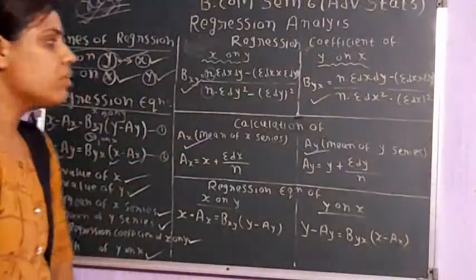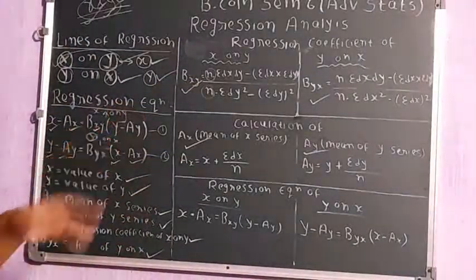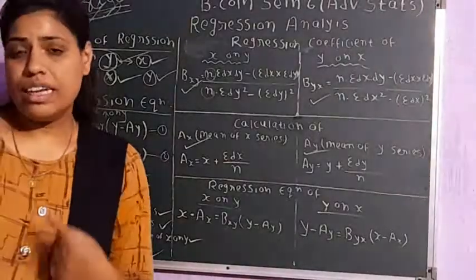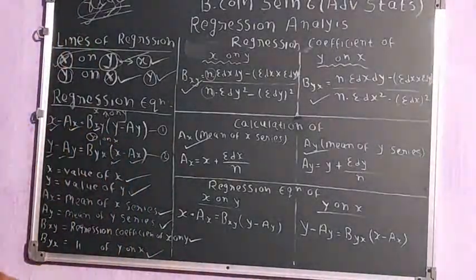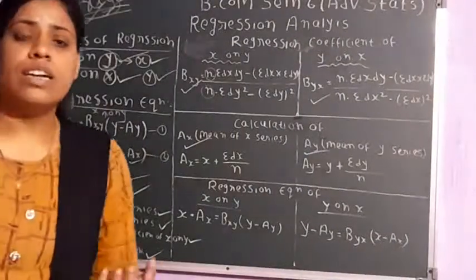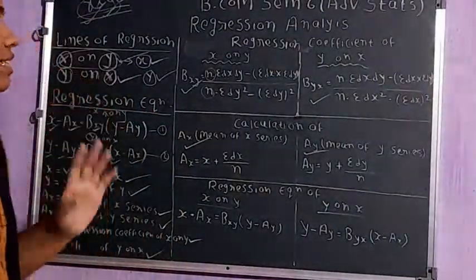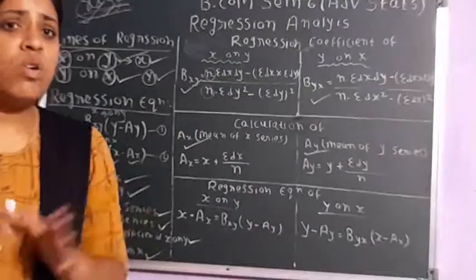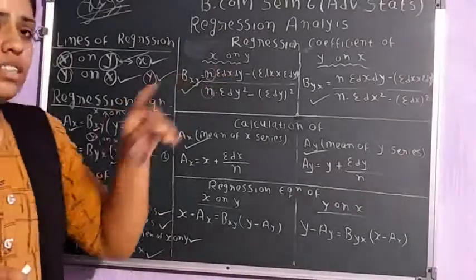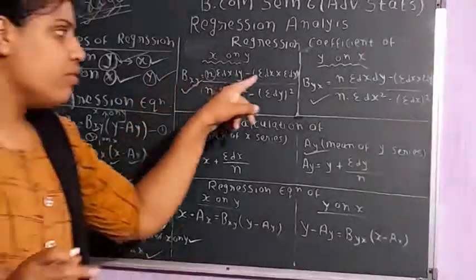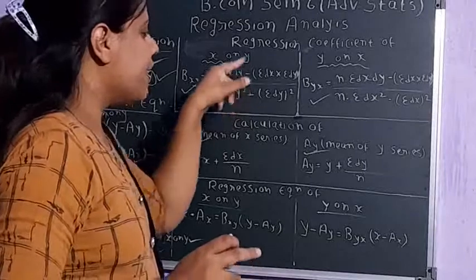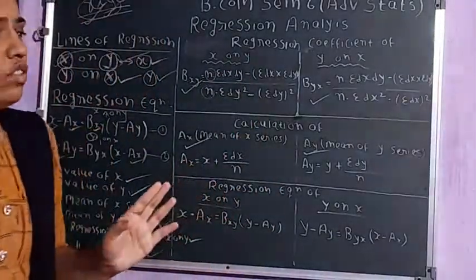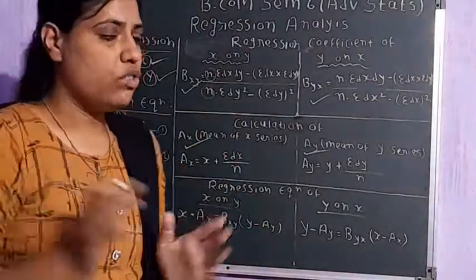What is the meaning of summation dx dy? When we prepare the preparation chart, we get the values of dx and dy. What is the meaning of dx? dx means deviation of the x series, and dy means deviation of the y series. When we multiply both those columns, we get summation dx dy. Then again minus, under bracket, summation dx into summation dy, where summation dx is the deviation from the x series and summation dy is the deviation from the y series.